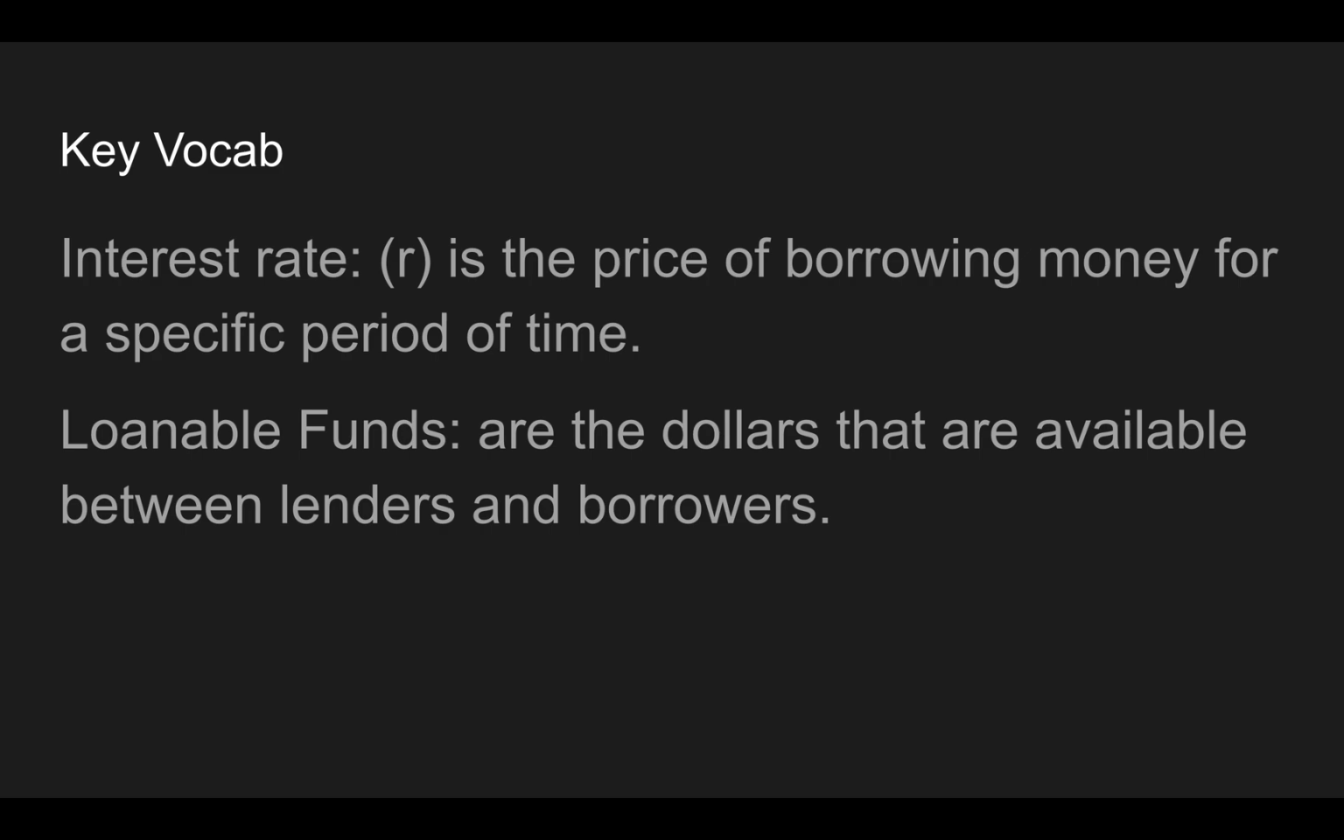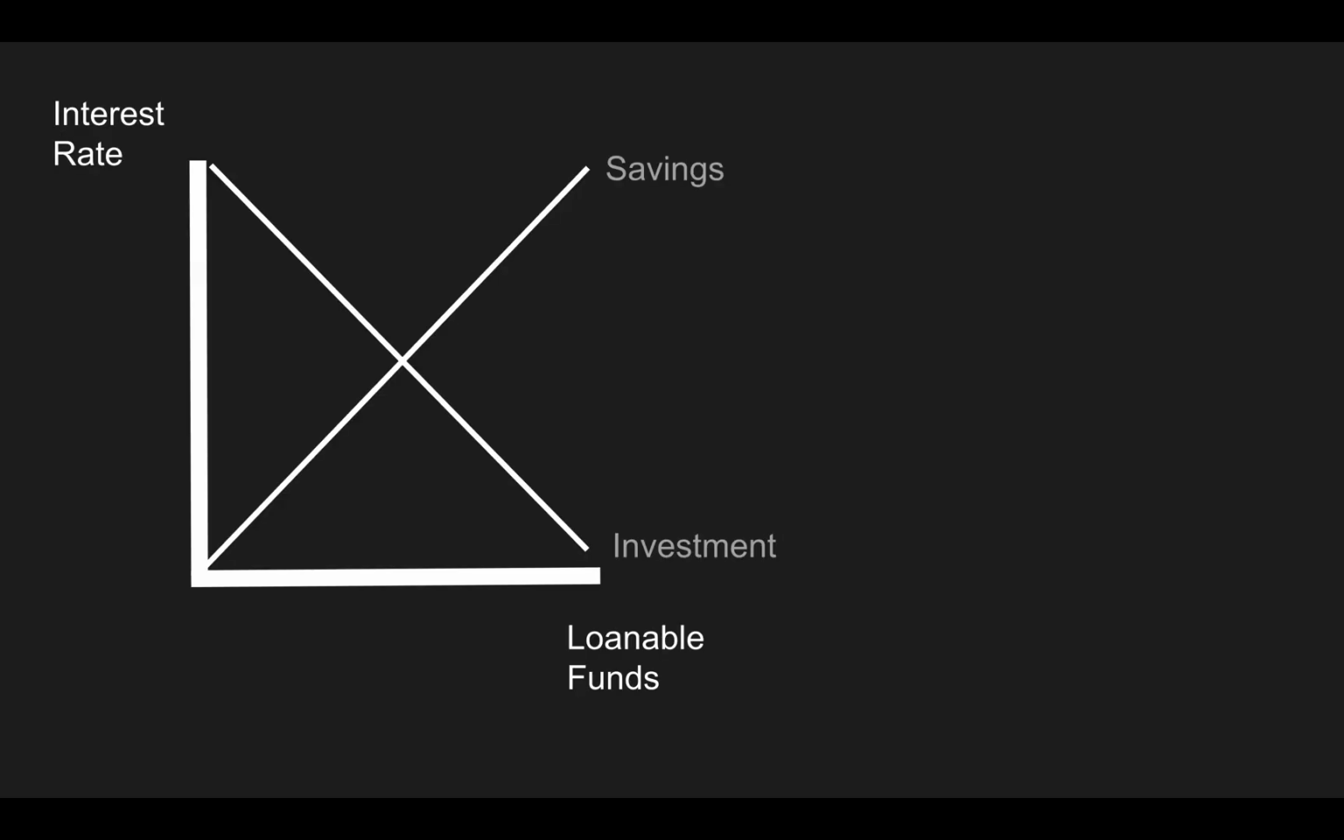And then the other label is going to be loanable funds, and this is the dollars that are available between lenders and borrowers. So this is what your typical model for the market of loanable funds would look like. We have interest rates and loanable funds as the two labels, and then something different on this model that is different than any other one is the supply and demand curve are labeled savings and investment, and this is due to the supply for the market for loanable funds comes from people's savings. People's savings are then being used for investments by other people.